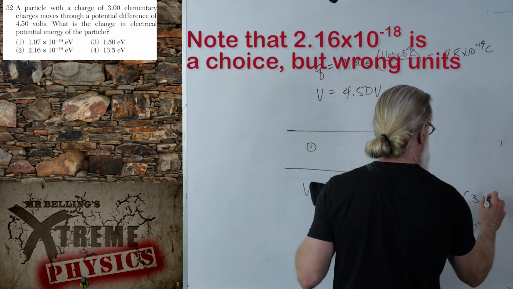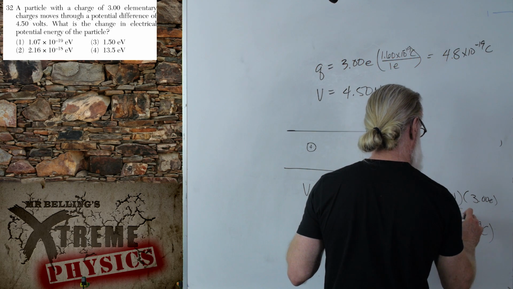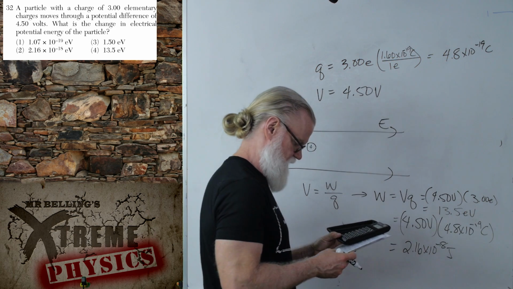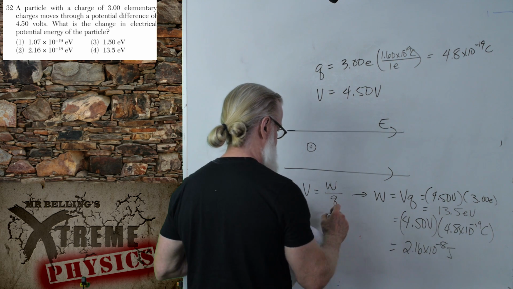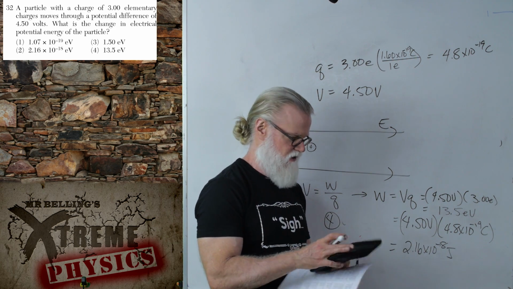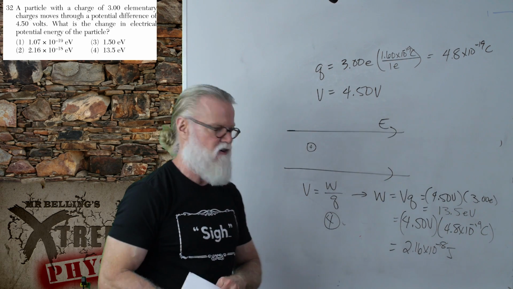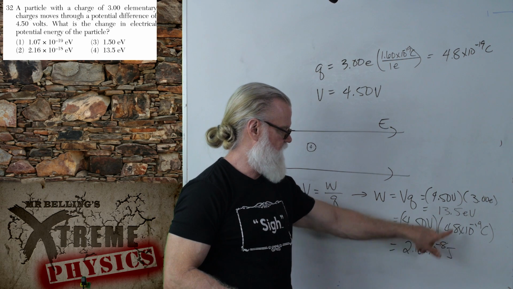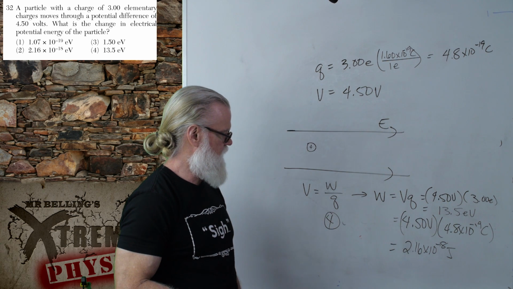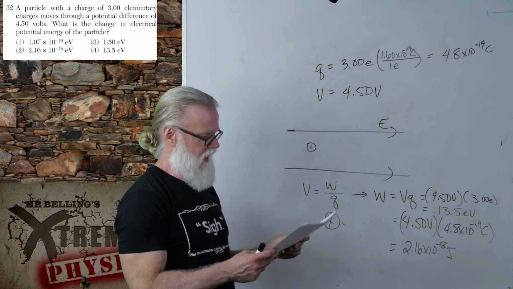3 elementary charges. 13.5 electron volts, which is choice 4. Usually they ask you in joules, but they actually gave us units of electron volts. So the answer is 13.5. If they had asked for joules, it would have been 2.16 times 10 to the minus 18 joules. But they didn't ask for that.